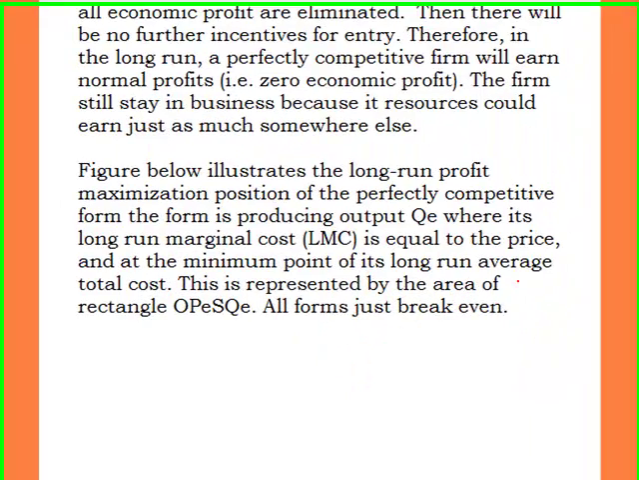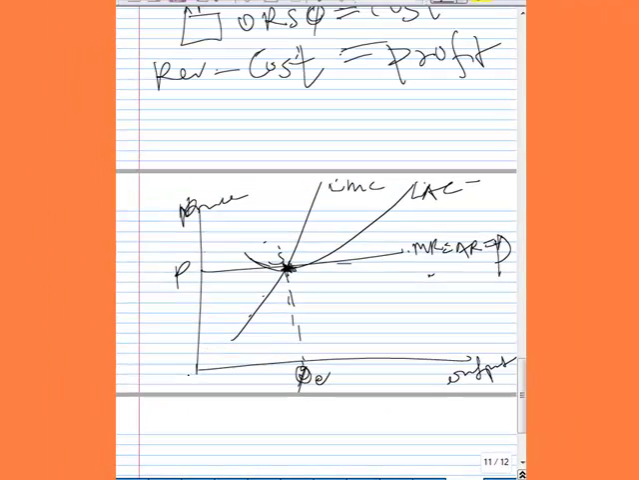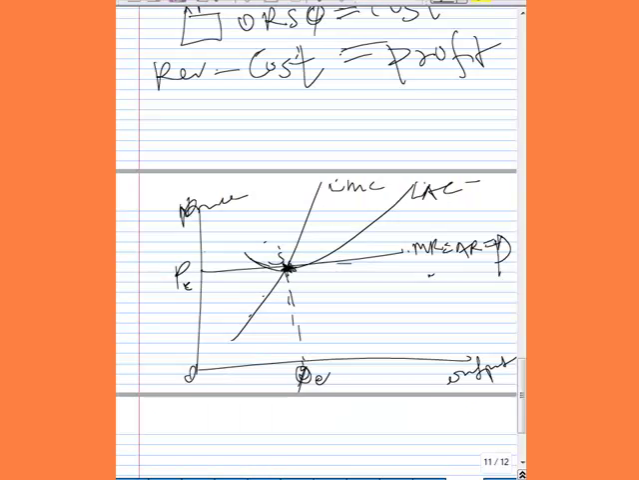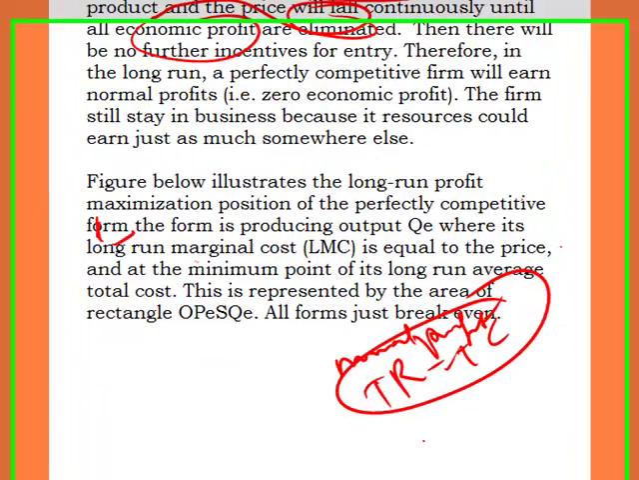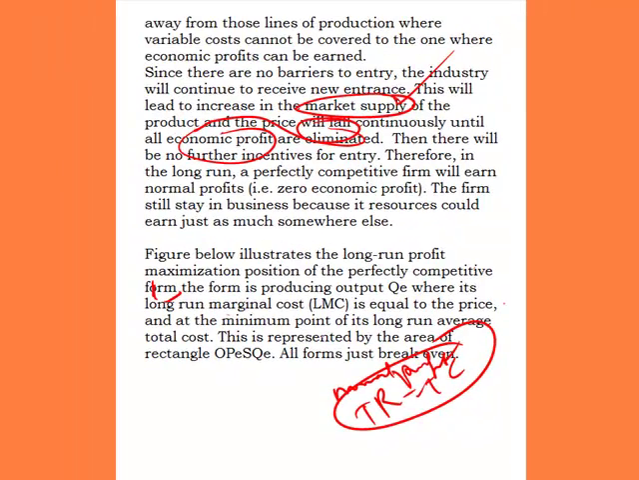This is represented by what? By the area of what rectangle? OPESQE. This is PE, OPE. This is SQE. So that's the rectangle. It is represented by the area of the rectangle OPESQE.